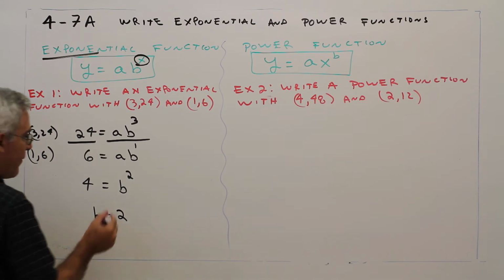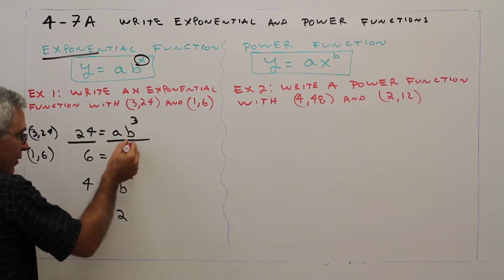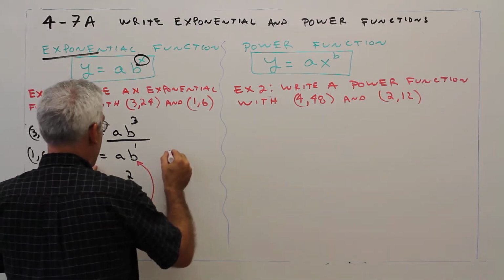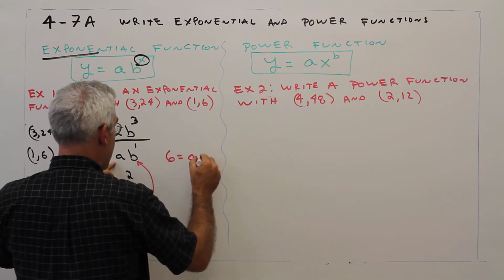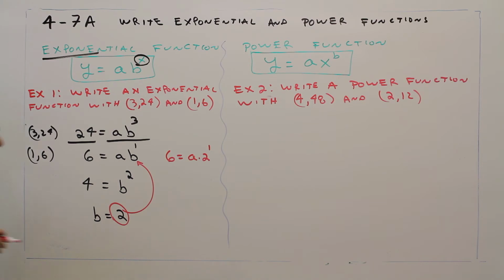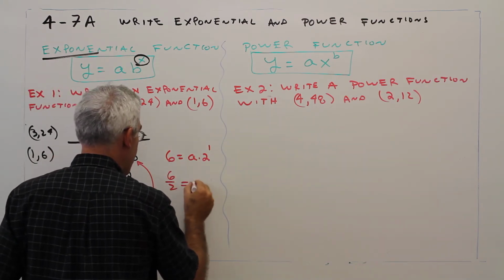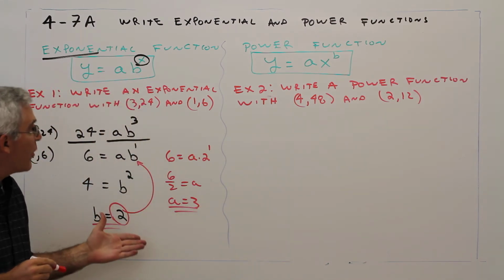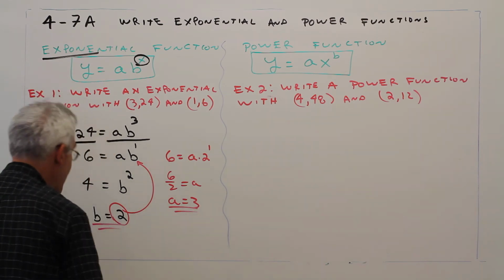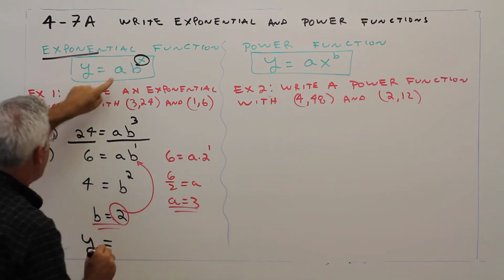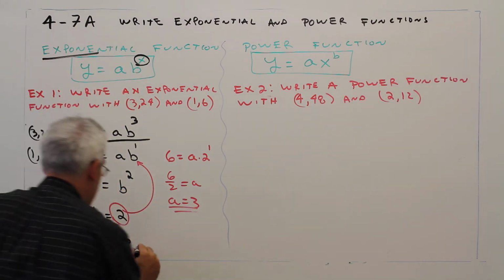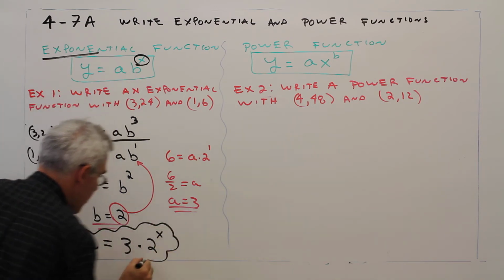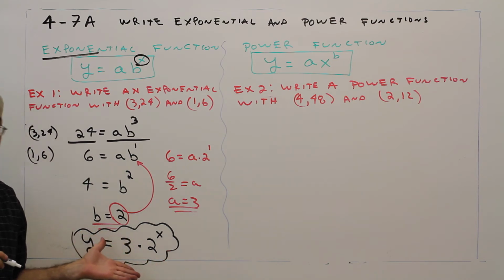Then I'll take that b value and place it into either of these equations. This one's friendlier, so I'll just put it in there. And I will obtain 6 equals a times 2 to the 1. Just divide each side by 2. So 6 over 2 equals a equals 3. Once you've got the a and the b value, then write the function. So the function is y equals 3 times 2 to the x. And that's the answer for the first example.